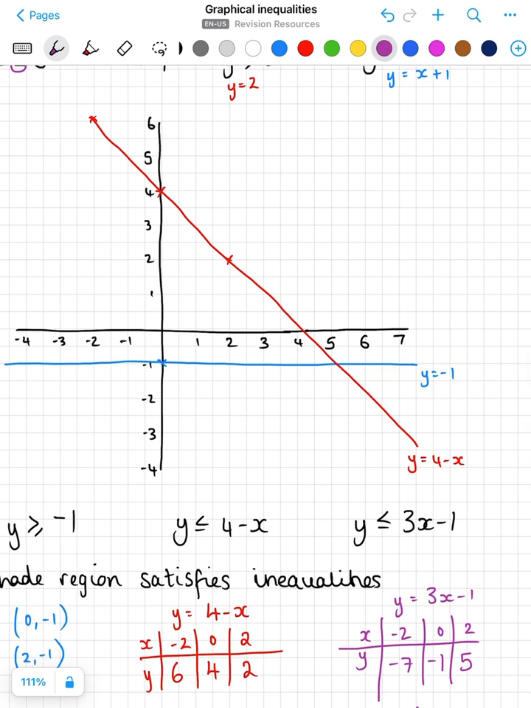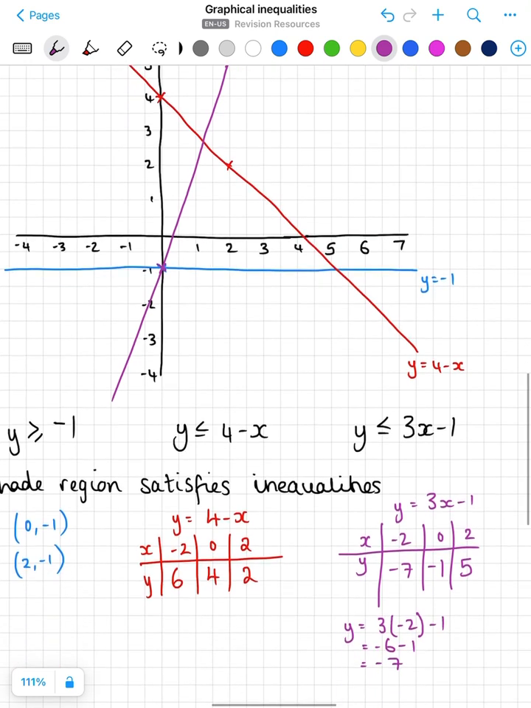So let's plot these. (2, 5), (0, -1). Join that up. Continue that straight line. Y equals 3x minus 1.